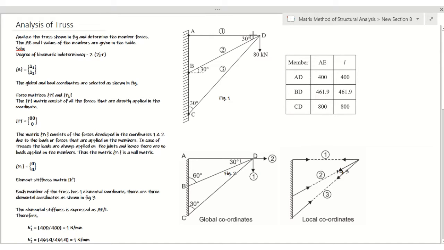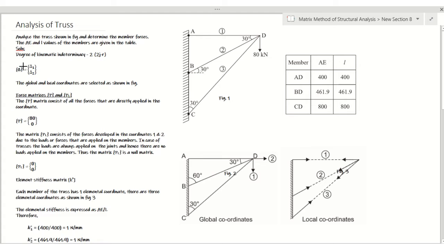Accordingly, we'll assign the coordinates. You can see the coordinates I've chosen here: 1 is the coordinate in the vertical direction, 2 is the coordinate in the horizontal direction. Whether this direction will be upwards or downwards is at your freedom. Even the direction of the second coordinate can be chosen towards the left also. So there's no problem in numbering and choosing the direction of these coordinates. You are free to choose any direction and any numbering of the coordinates, but the location of these coordinates will be at joint D here, where the two unknown displacements will exist.